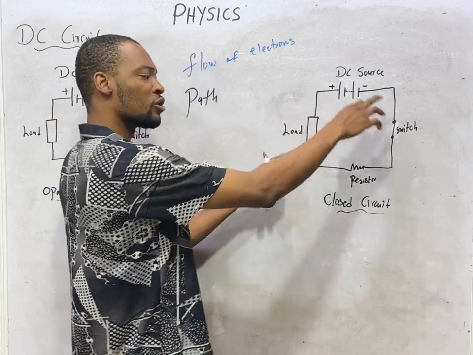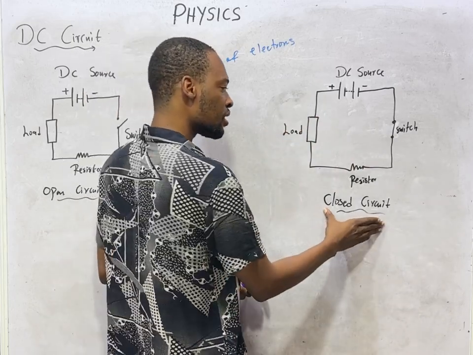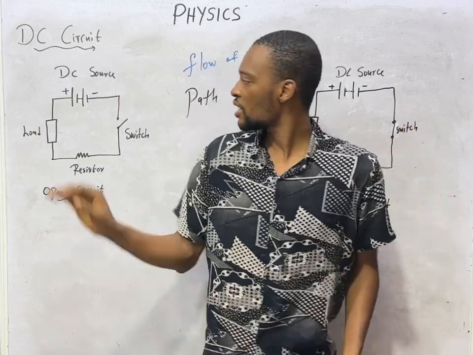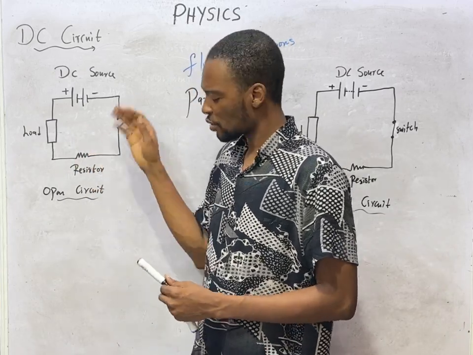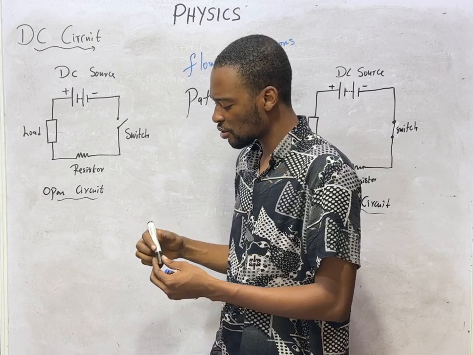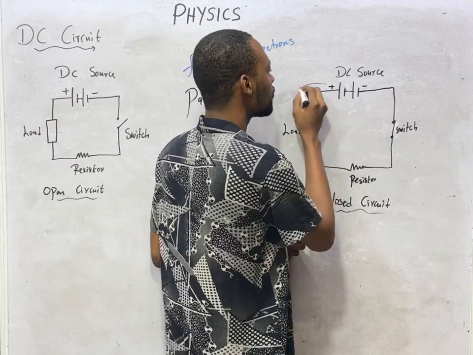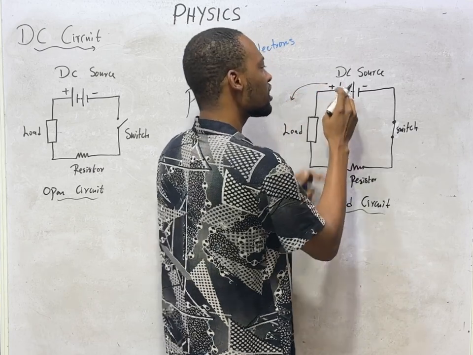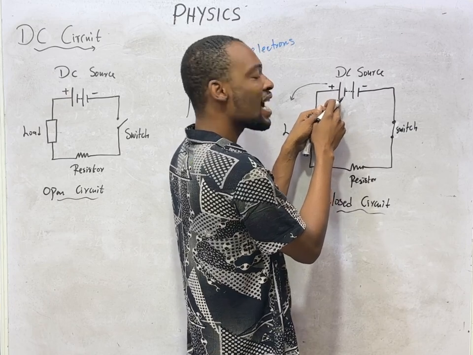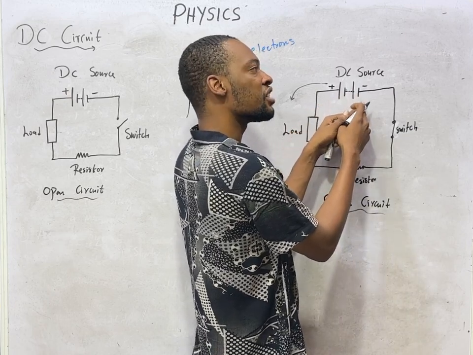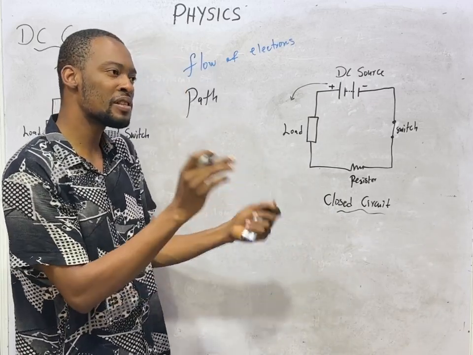And when the pathway is complete, or the circuit is complete and current is flowing, we say that it is a closed circuit. So here it is closed, here it is open. Now back to DC source. In a DC source or your battery, current flows from positive, because this is a potential, this is another potential. But you can see that the positive is high potential, the negative is low potential. So there is a difference in potential. And for current to flow, there must be a difference in potential.